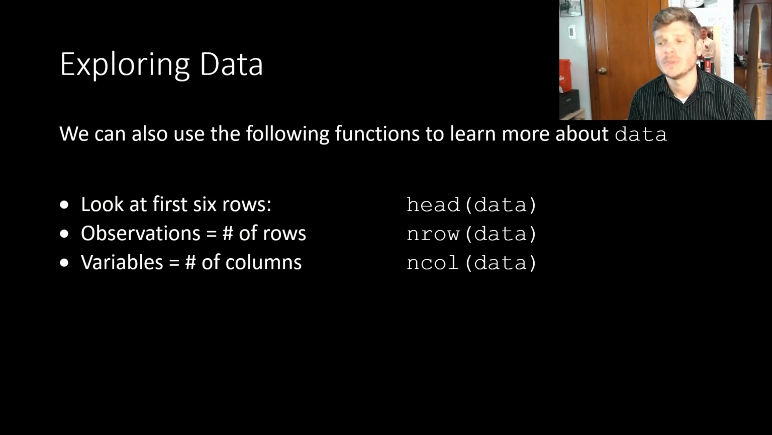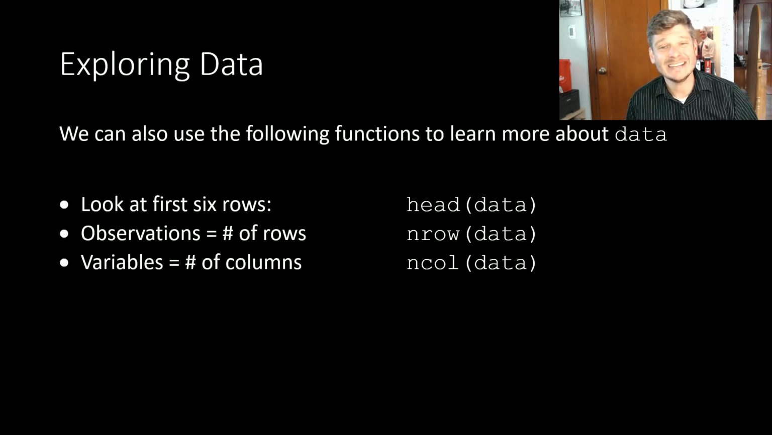We can also figure out how many rows there are. In tidy data, each observation is supposed to be its own row, so the number of observations should hopefully equal the number of rows if it's tidy. That would be the function nrow. And if I want to know how many variables or how many columns there are, that would be ncol.